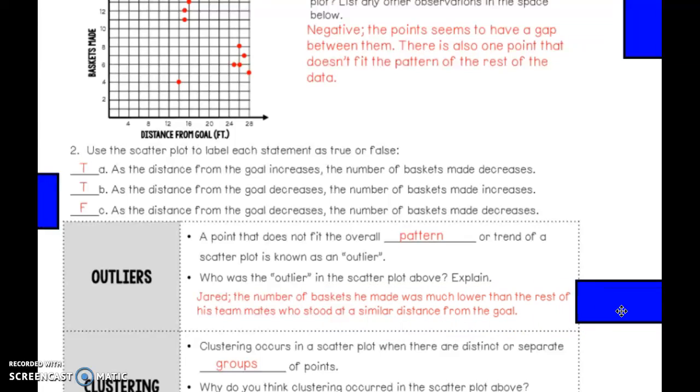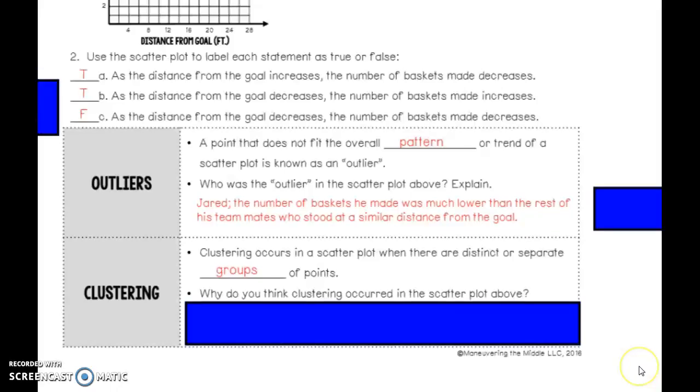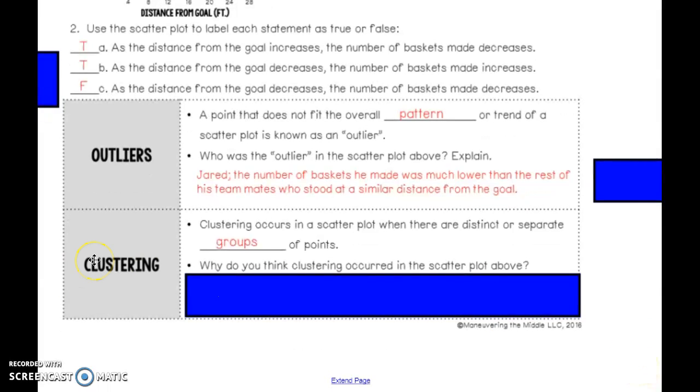The outlier in the scatter plot above, remember, was Jared. He was 14 feet away from the goal, and he only made 4 baskets. So maybe he just wasn't feeling well that day. The number of baskets he made was much lower than the rest of his teammates who stood at a similar distance from the goal. Another vocab word that we need to learn about today is called clustering.